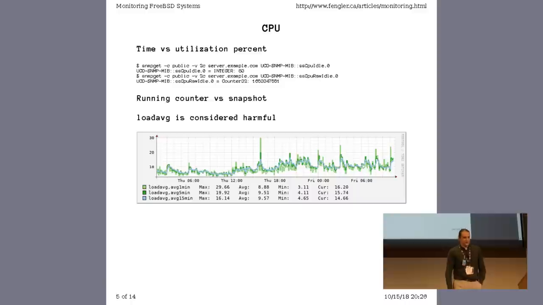There are several ways to get your information from your CPU. The easiest and most practical one for most cases is SNMP, Simple Network Management Protocol, my apologies. It has been around for a very long time. It is very ugly. Many people do not like it because it's ugly, but it works very, very well.